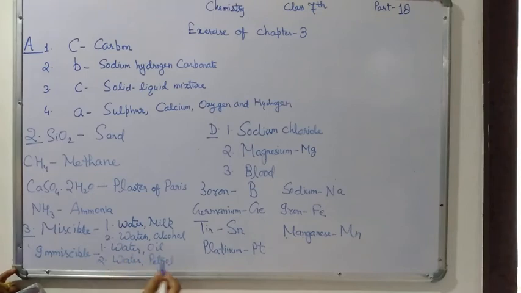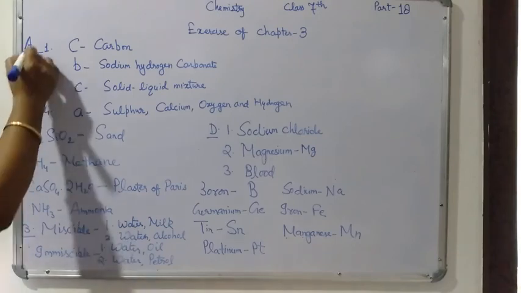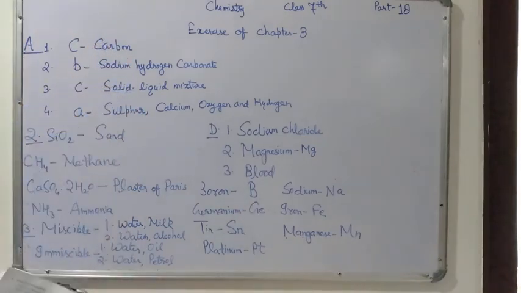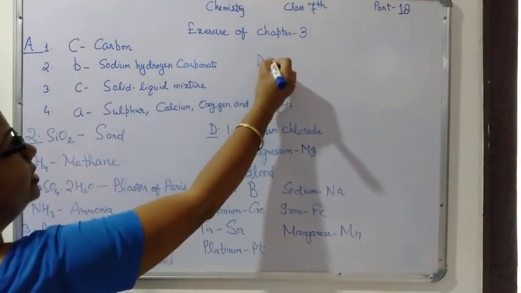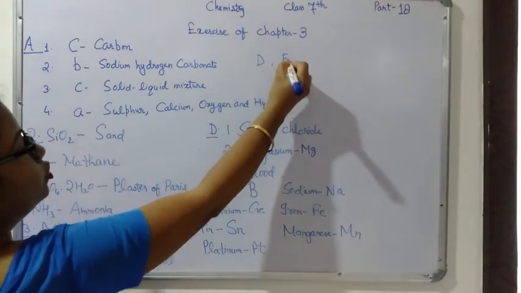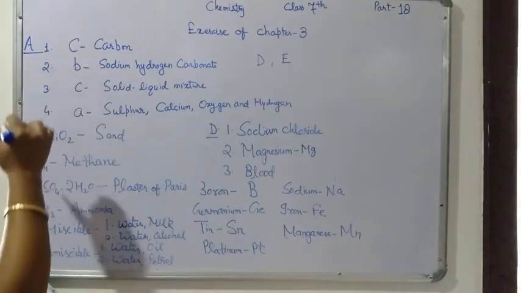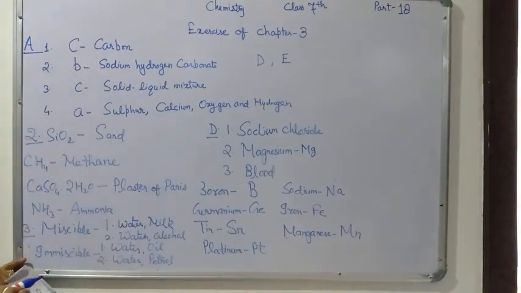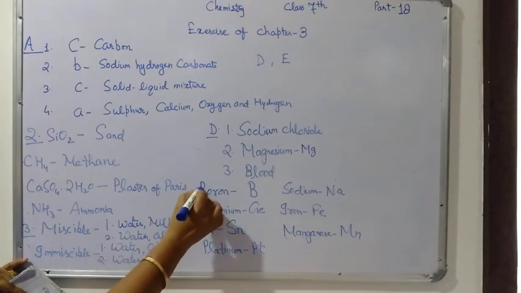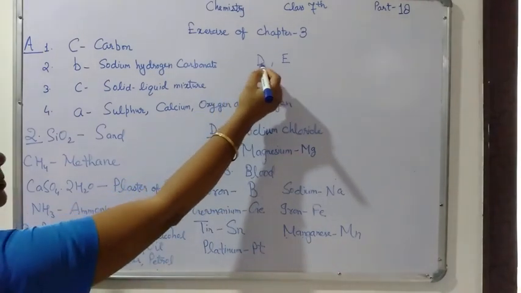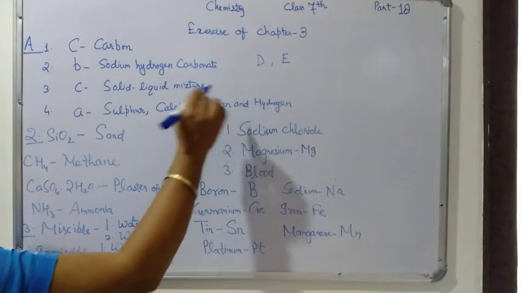So these are the answers from question number A to E. In question number A, no need to write in the copy. Question number B, no need to write in the copy, and question number C also no need to write in the copy. Only you have to write question number D and question number E in the copy, and question number A, B, C you have to learn from the book only. So question number E and question number D you have to write in the copy and learn it.